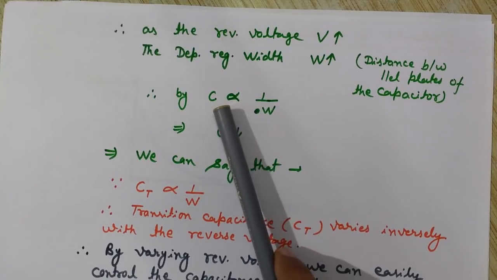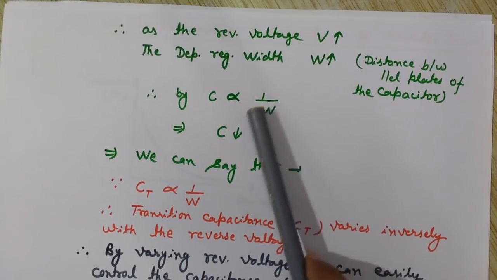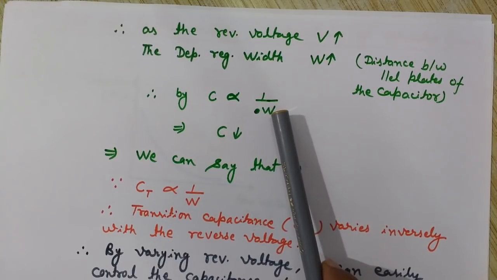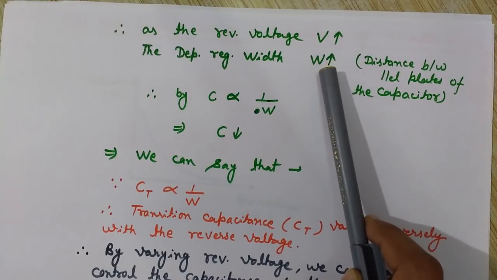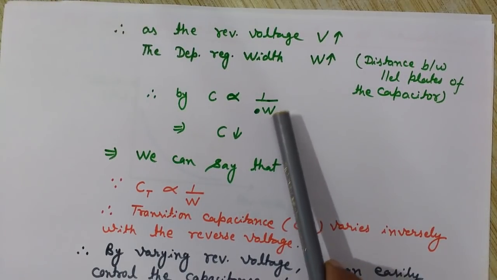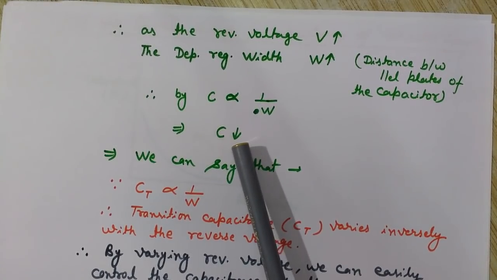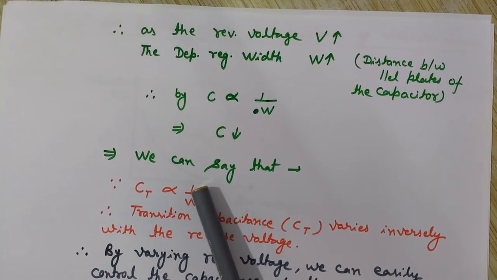So by the formula of capacitance, we know capacitance is epsilon A by D. Here D is the width of the depletion region, so capacitance is inversely proportional to the width of the depletion region. So as the voltage V increases, the width of the depletion region increases, and since it is inversely proportional to capacitance, the capacitance decreases. Therefore we can say that this transition capacitance, that is the junction capacitance, is inversely proportional to the width of the depletion region.